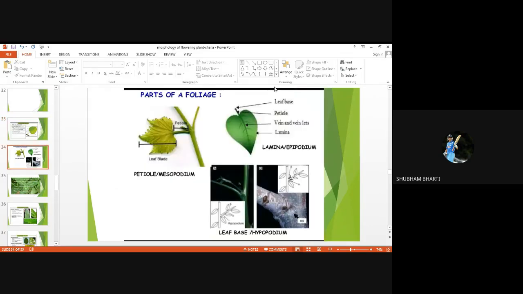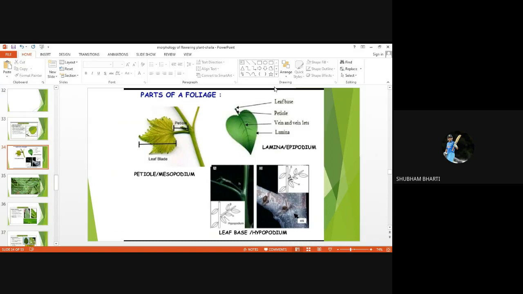Next, parts of the leaf. The leaf is divided into three parts. The leaf base, also called hypopodium; second, the petiole or mesopodium; and last, the epipodium or lamina. First of all, the leaf base, also called the hypopodium. The part of the leaf attached to the stem or branch is called the leaf base. It may be of different shapes in different plants.